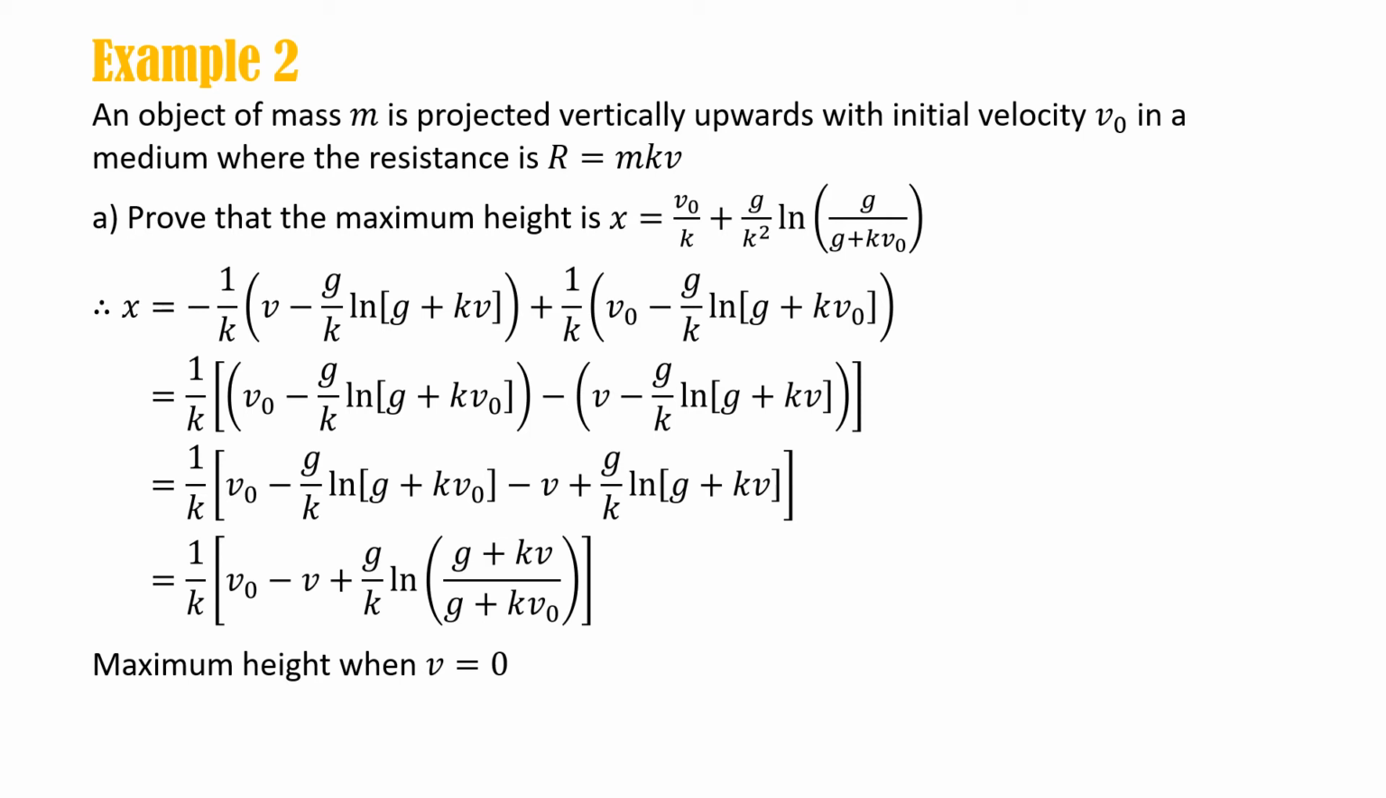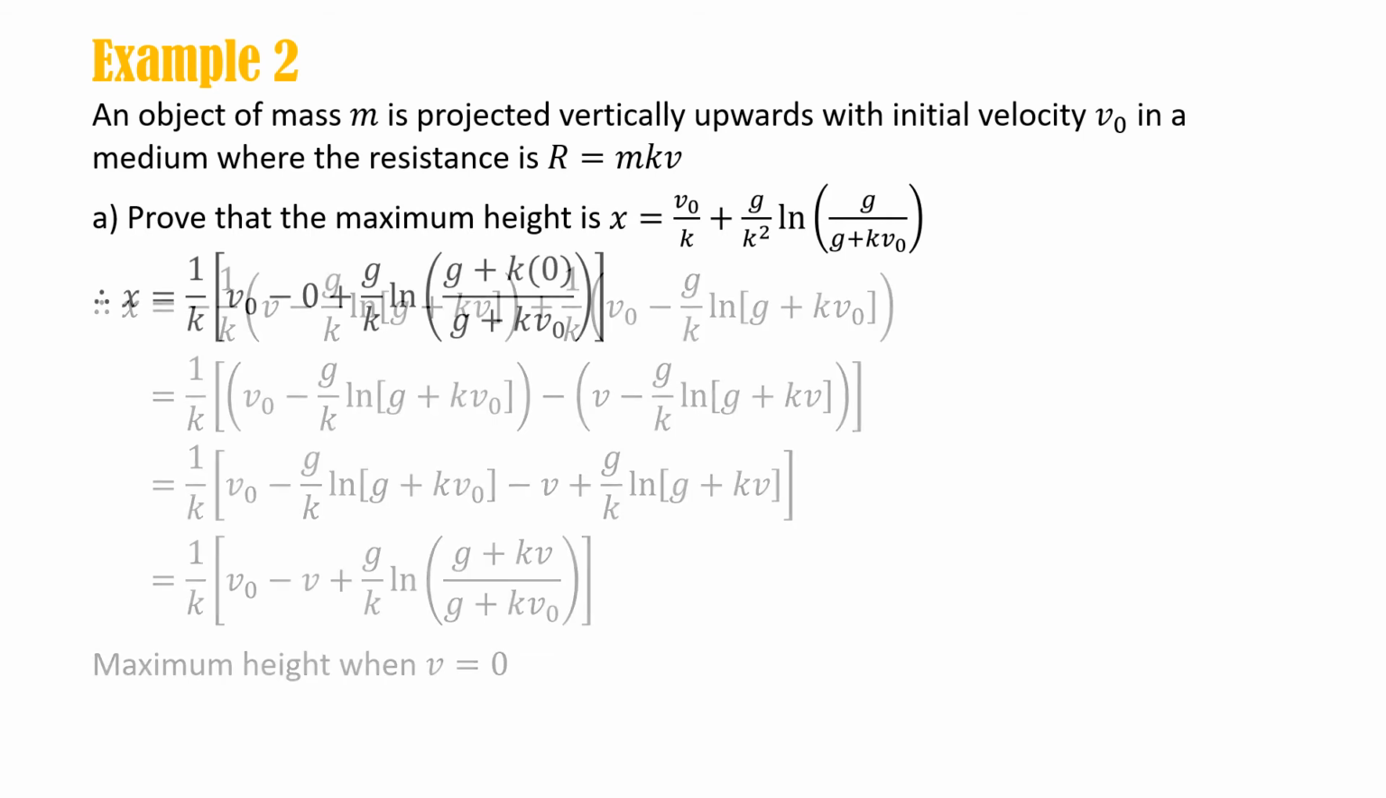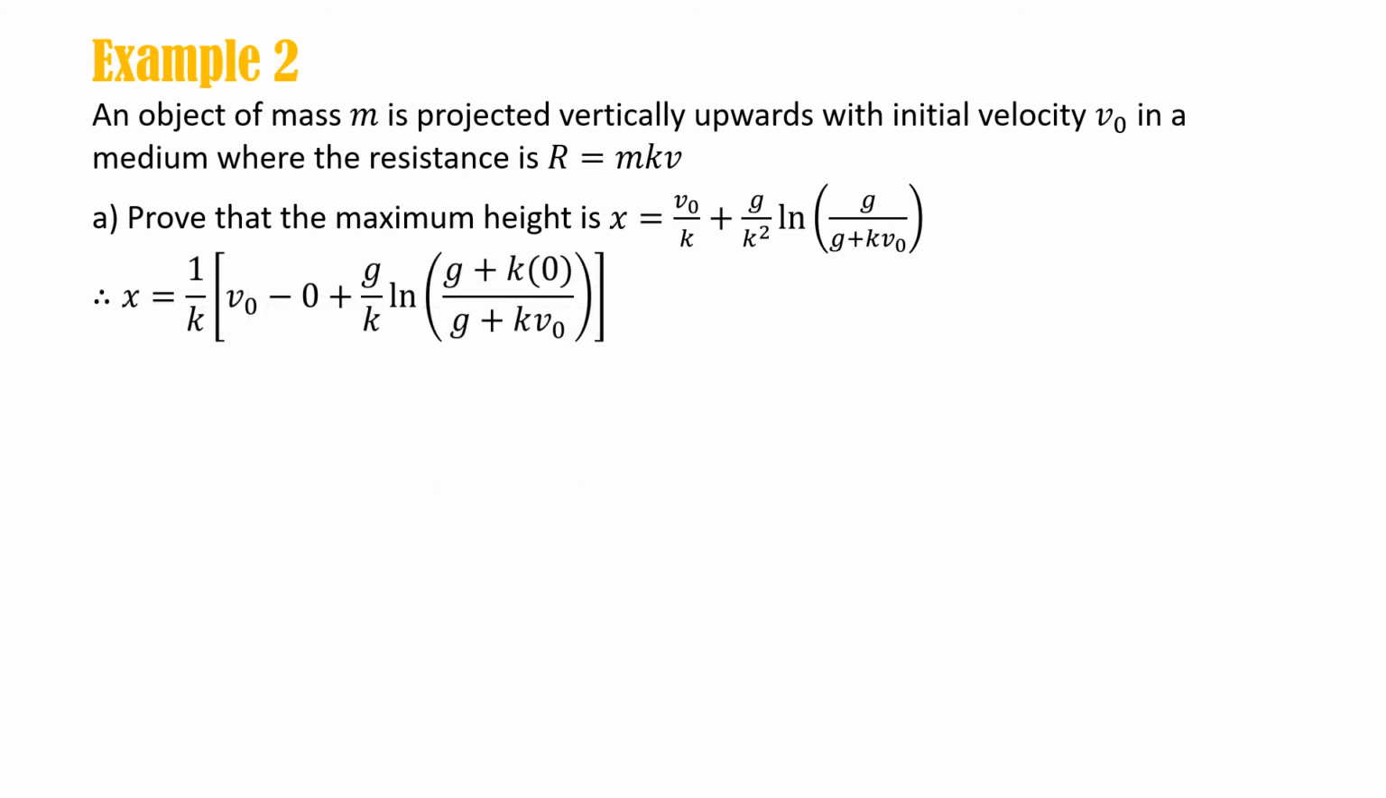So what we're going to have to do now is substitute that in for v. Not for v0, that's our initial velocity, but just for v. So when we substitute zero in for v, we get that x is now equal to that. Now, on the top of my fraction there, we've got g plus k lots of zero. Well, that's going to go away, and we're just left with g on g plus kv0. A minus zero inside the bracket, well, that disappears as well. That doesn't mean anything, and we're left with that.